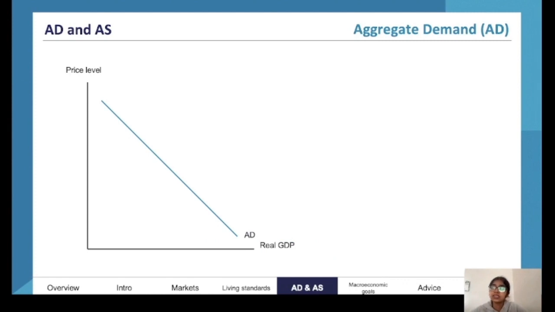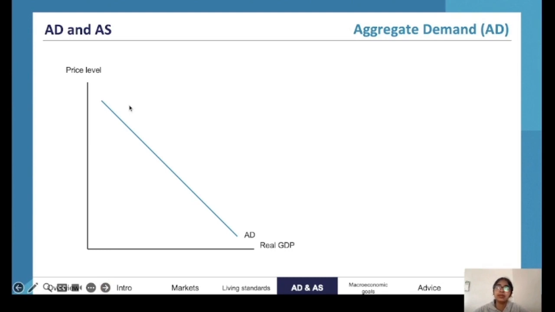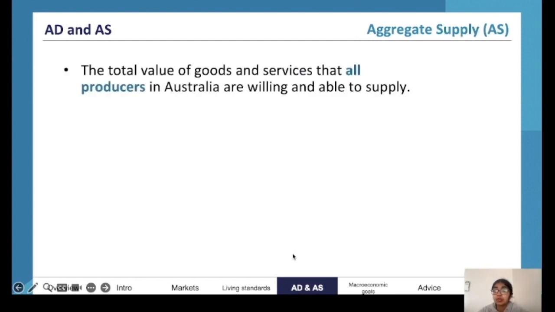So that leads us to aggregate demand. Aggregate demand looks very similar to the microeconomics demand curve. The only difference is we're looking at the price level. So now we're not just looking at prices, we're looking at the price level. And then the quantity demanded is real GDP. It's still downward sloping.